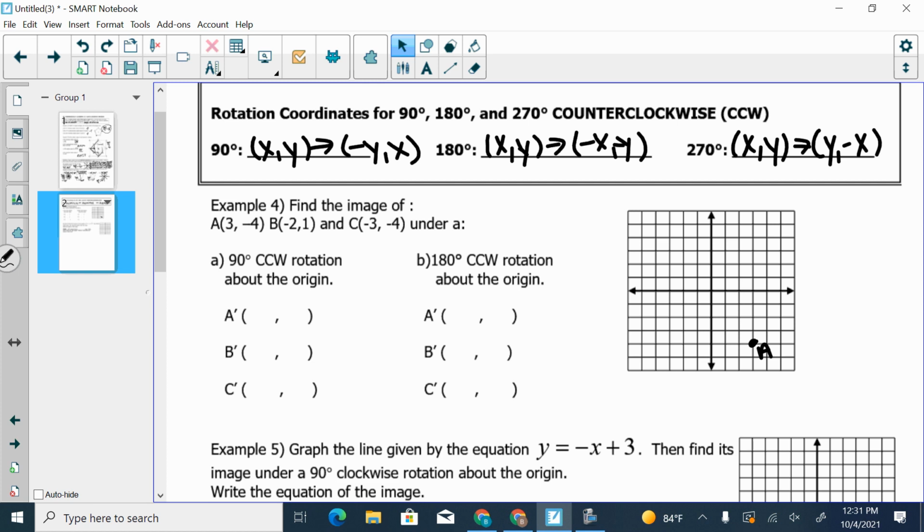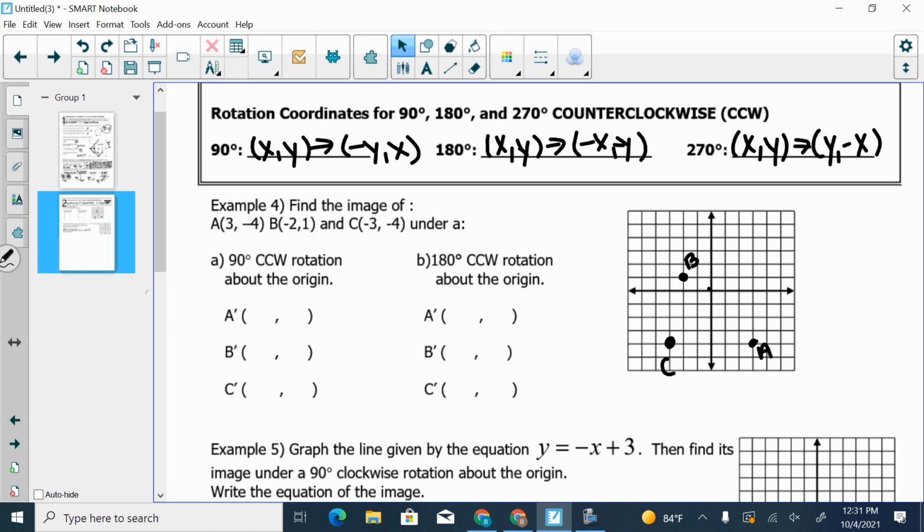Okay, and B is at negative 2, 1. And C is at negative 3, negative 4. Okay, so on part A, it says that we are rotating 90 degrees counterclockwise about the origin. So I'm rotating right here around this center point.